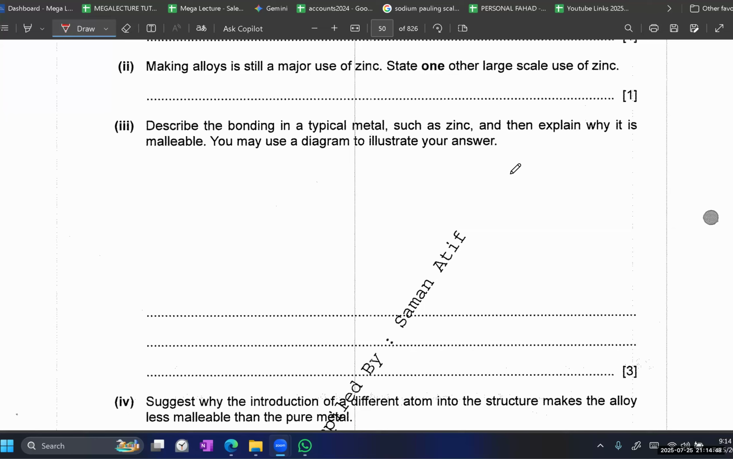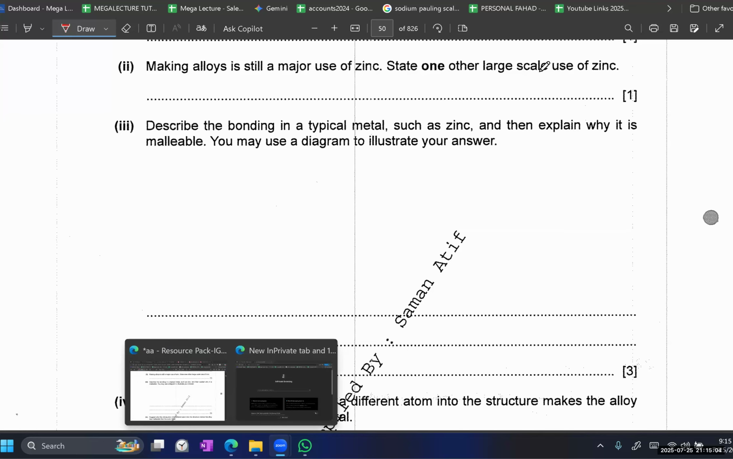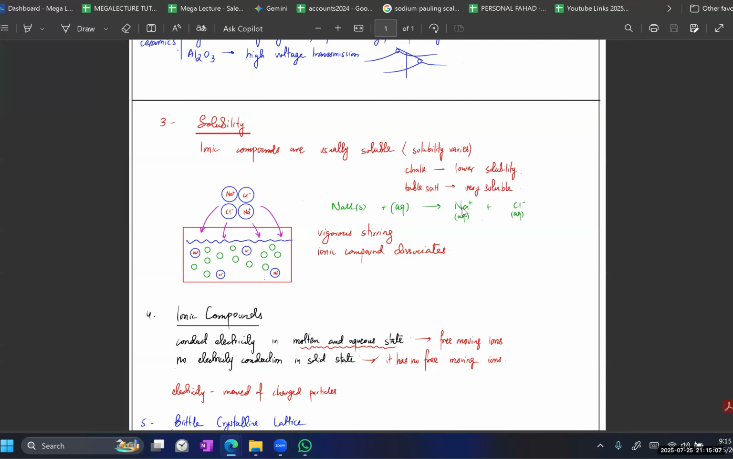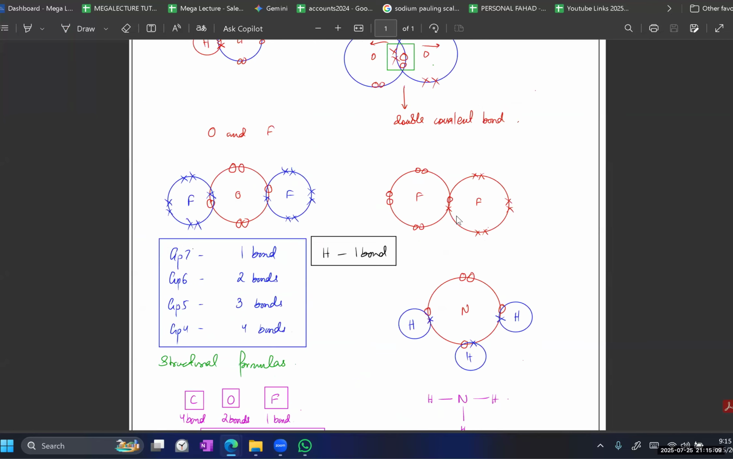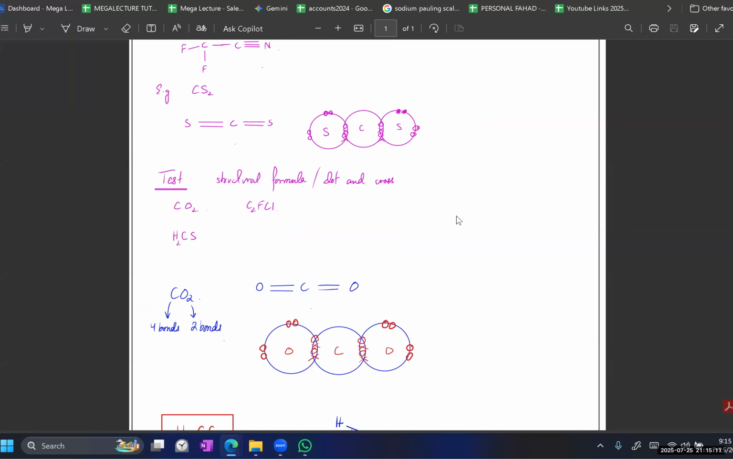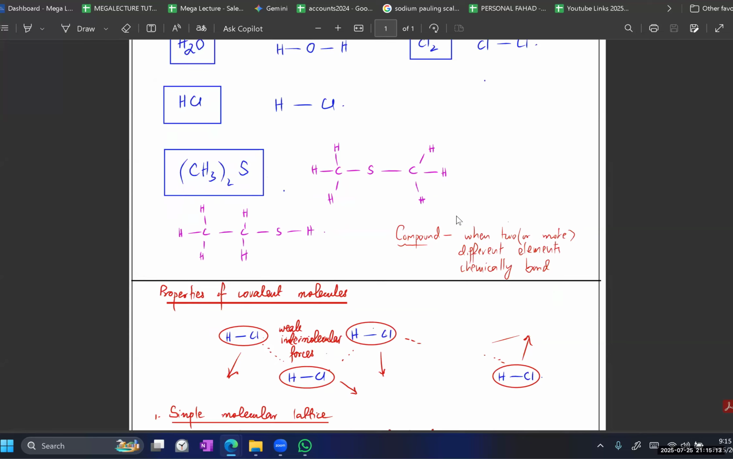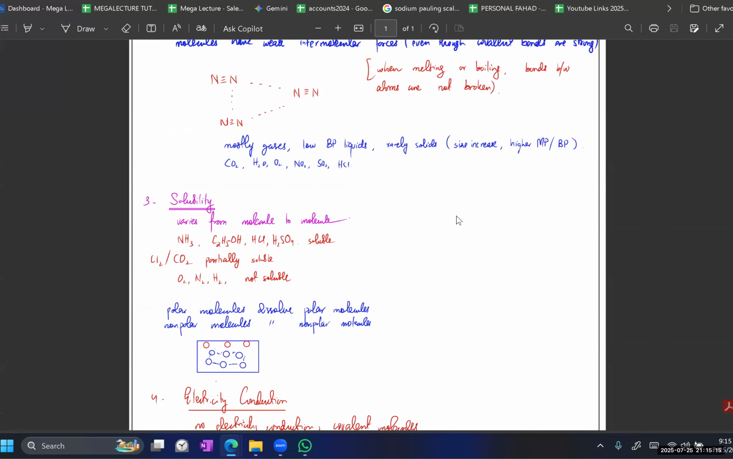Okay, the rest, the large scale for zinc, we will do that in metals, so decide the bonding in a typical metal again. So in this case, we just did this. Remember this is the typical question that's going to come, and it's going to have a very typical answer. Where did our metals go? One second, we wrote it just now. So this is going to have a very typical answer, which is this.